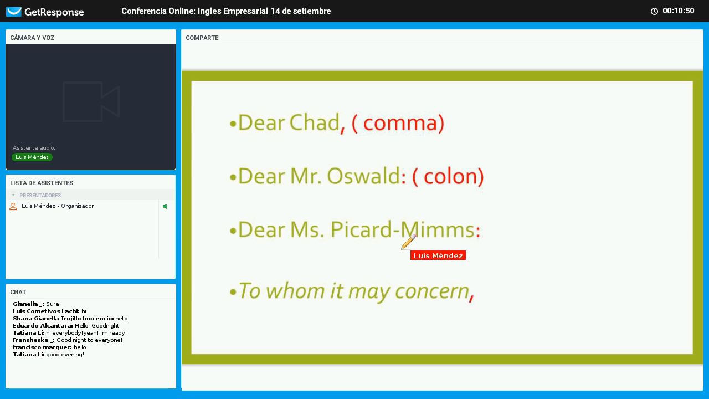When you don't know who the person is, or what the name is, or how to call them, you can write this expression: to whom it may concern. Whenever you don't know who you are writing an email to, you can use this expression, which is the most formal and appropriate in such cases. You can say dear, which is the most appropriate, or you can use to whom it may concern when you don't know exactly who you're referring to.